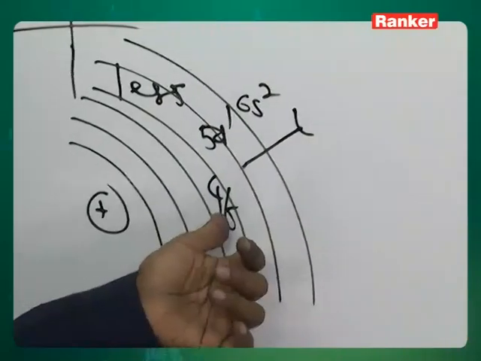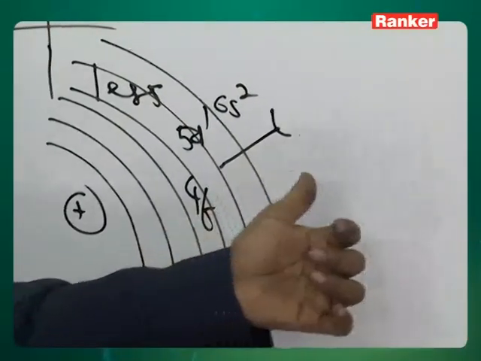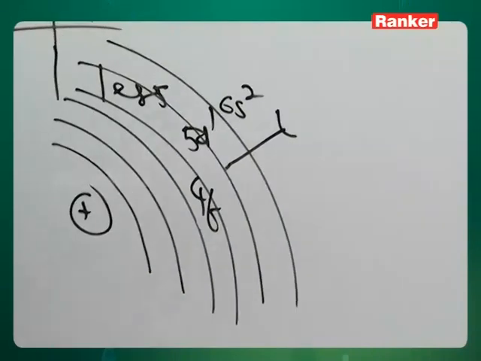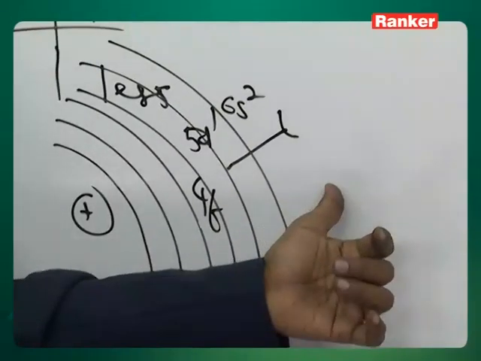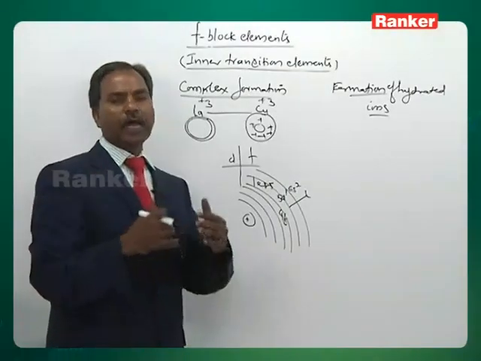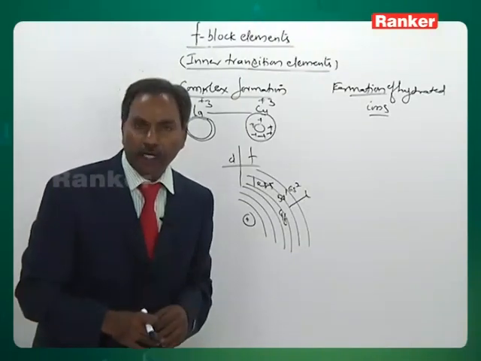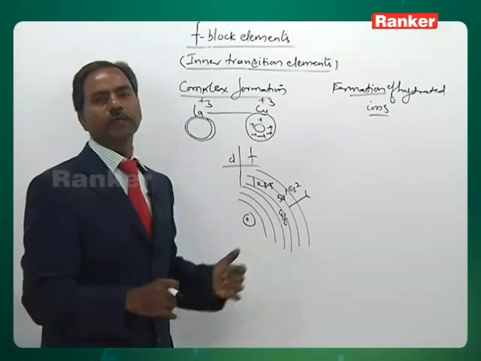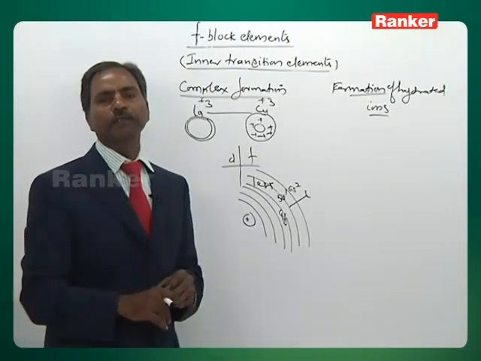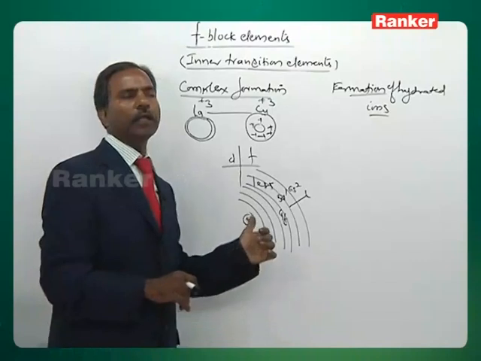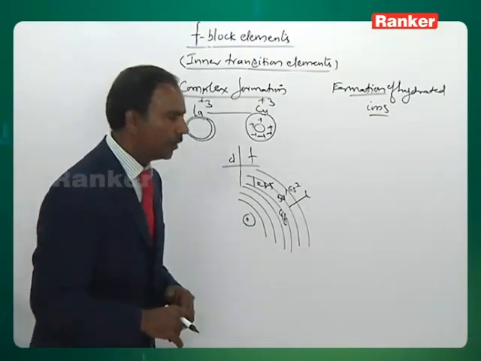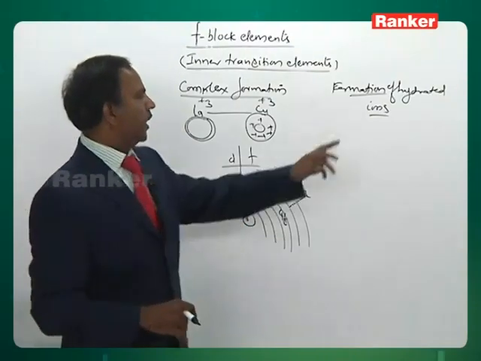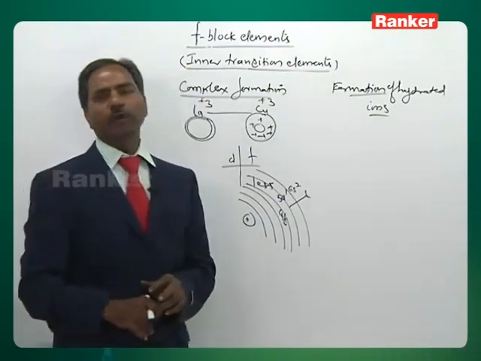But you consider f orbitals, clearly looking on the board. F orbitals are deeply seated in the antepenultimate shell. Therefore, the ligand is away from the f orbitals. As d orbitals interact with the ligands, similarly f orbitals cannot interact. Therefore, the tendency of formation of complexes by lanthanides is found to be less in comparison to d block elements. Next, let us see the formation of hydrated ions.